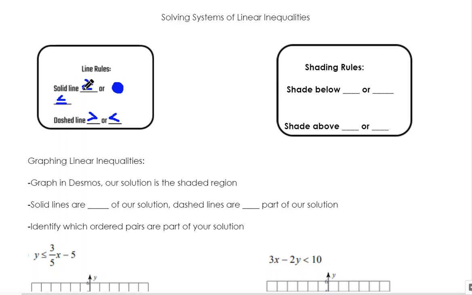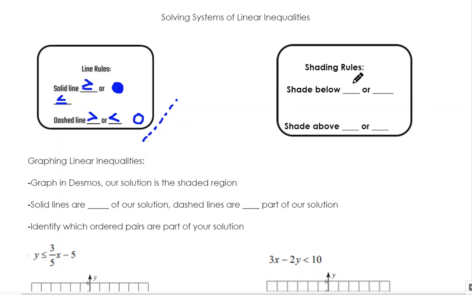So a solid line means it's greater than or equal to or less than or equal to. Remember, greater than or less than had an open circle. To show that open circle while we're graphing it on an actual coordinate plane, we use dash lines. So when you make the line, instead of making a solid line, you just make dashes going up like that.